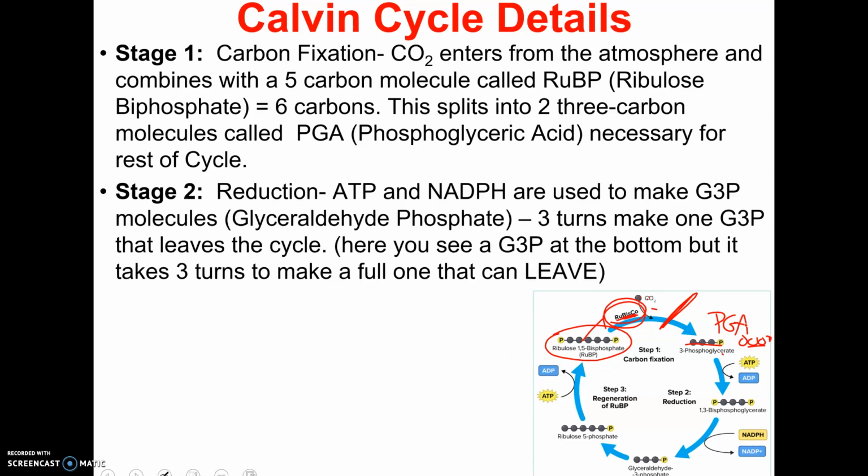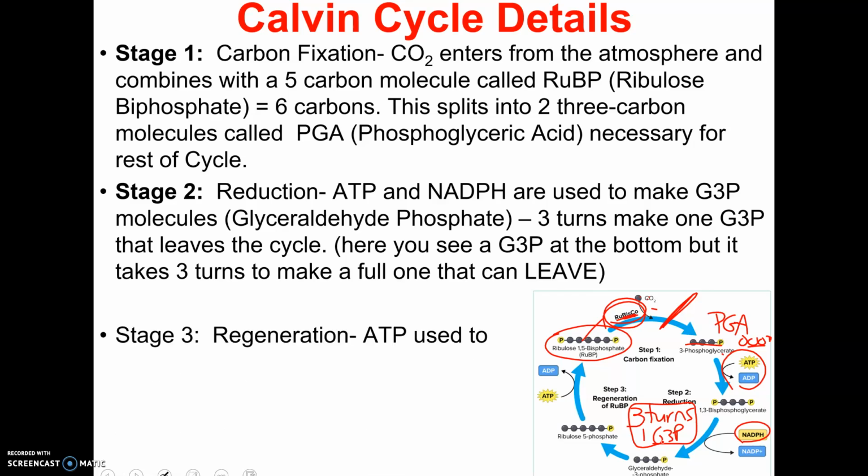The next step is where the NADPH and the ATP are going to come in. These are going to be used to build something called G3P. Now, to make a single G3P, glyceraldehyde 3-phosphate, that leaves the cycle, it takes 3 turns. So 3 turns is going to have 1 G3P leave this cycle. That's a 3-carbon molecule. And then in the next step, the ATP is going to be used to basically turn this back into its original form so that it can take in the next carbon dioxide. So it's 3 main steps.